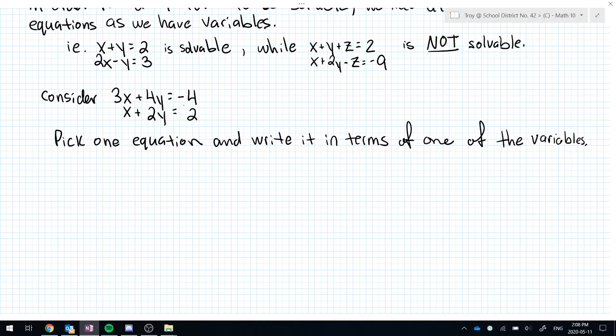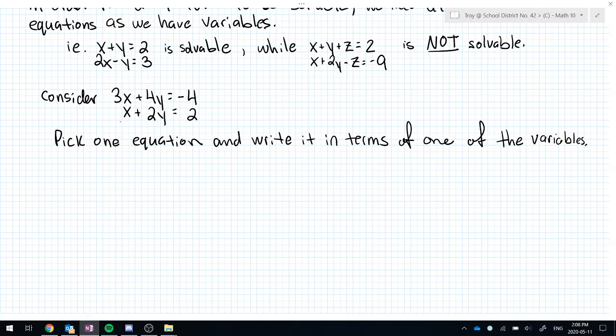So why did I pick writing the second one in terms of x? Well, if you notice, every variable in the first equation has a coefficient. And so does the y variable in the second equation. The only variable that does not have a coefficient in front of it is the x value in the second equation.